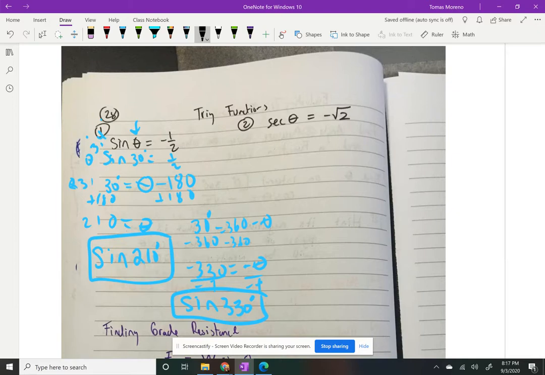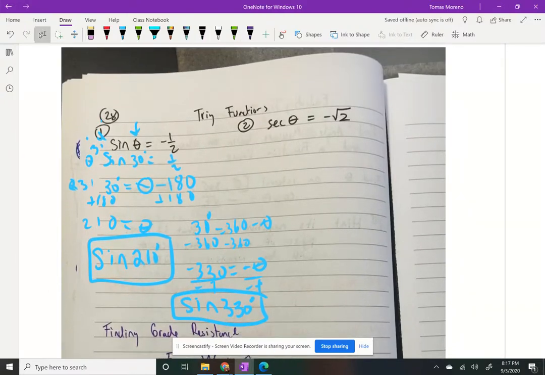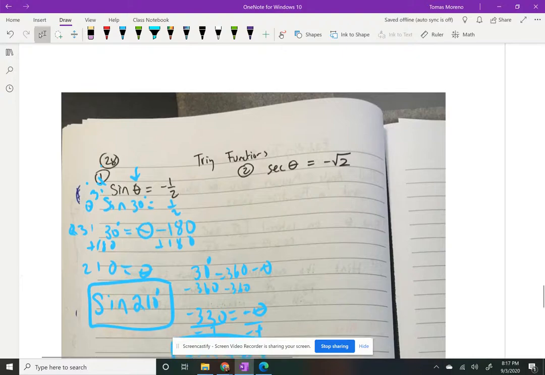Okay, last one. Well, not last one. We got one more, right? Two more. But last example, secant theta equals negative square root of 2. So let's go to our chart.